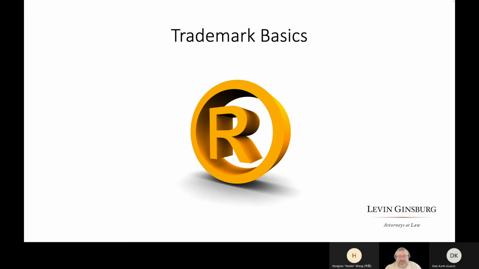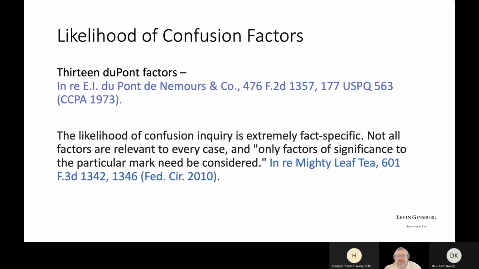In particular, we will be focusing today on likelihood of confusion, in which we'll be talking about the differences between two trademarks and how courts and the USPTO decide, if there's a dispute, who's entitled to registration and who isn't. So in the USPTO, there are 13 factors that come from the case of E.I. DuPont de Nemours. They're generally referred to as the DuPont factors.